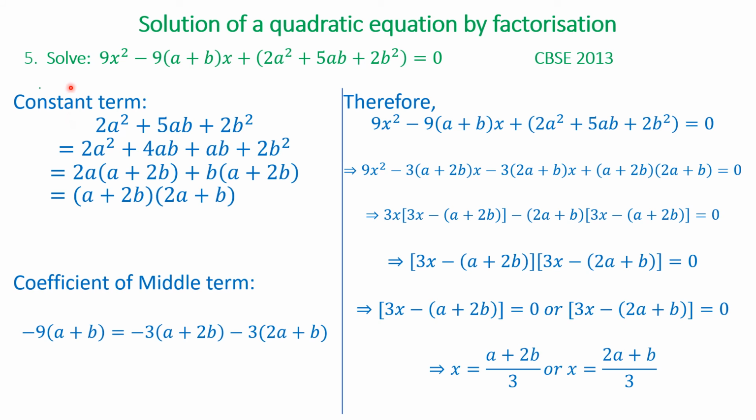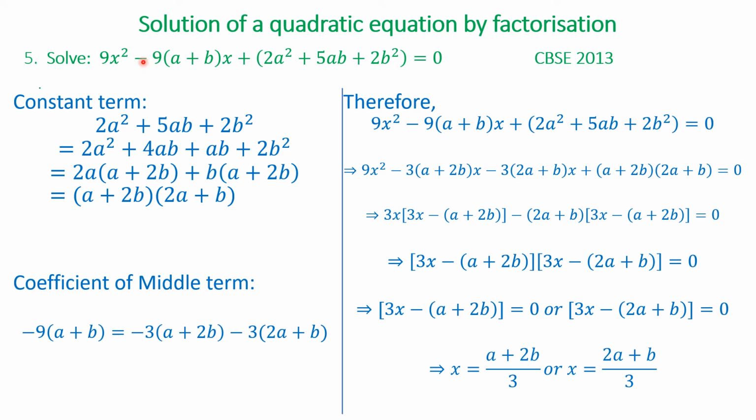The fifth question: solve 9x squared minus 9(a + b)x plus 2a squared plus 5ab plus 2b squared is equal to 0. I'm going to look at the constant term. This is 2a squared plus 5ab plus 2b squared. When I split it, this is going to be 4ab plus ab. I'm splitting the middle term. That will help me to factorize it as (a + 2b)(2a + b).